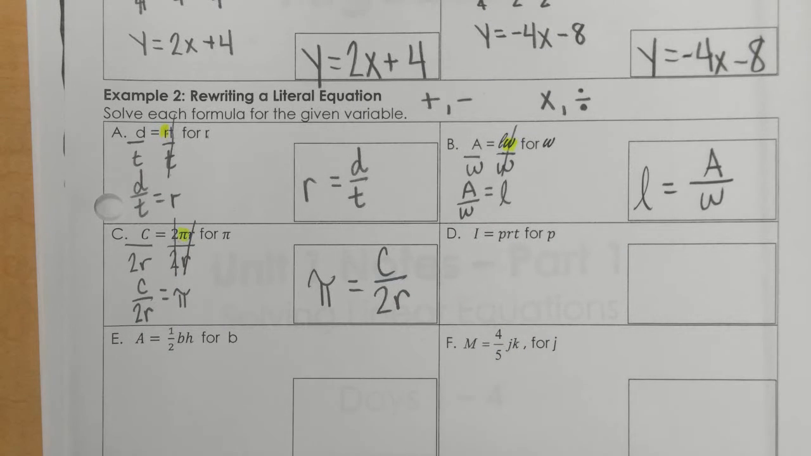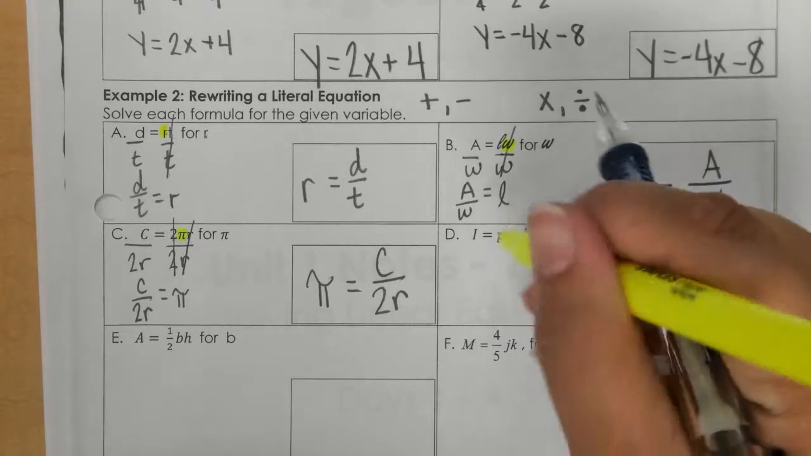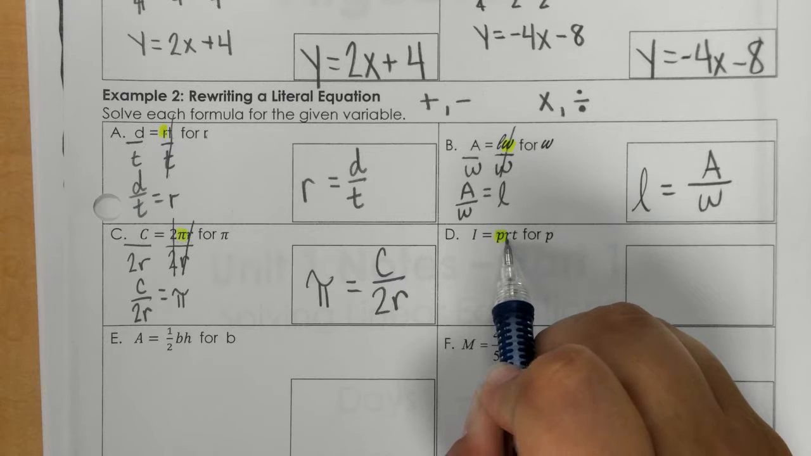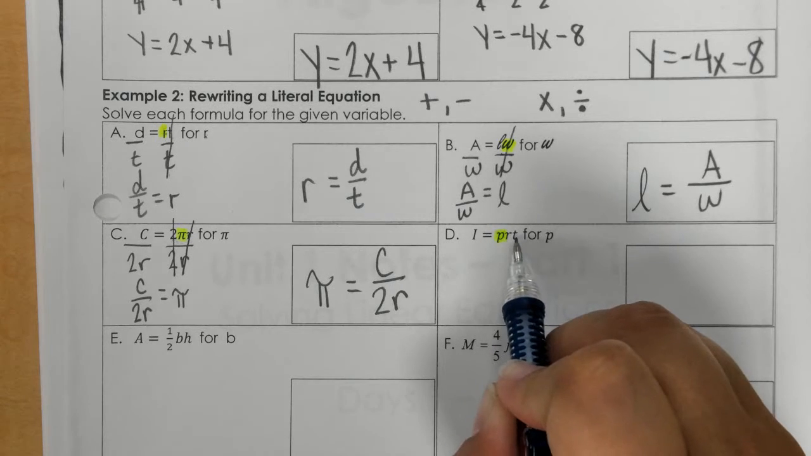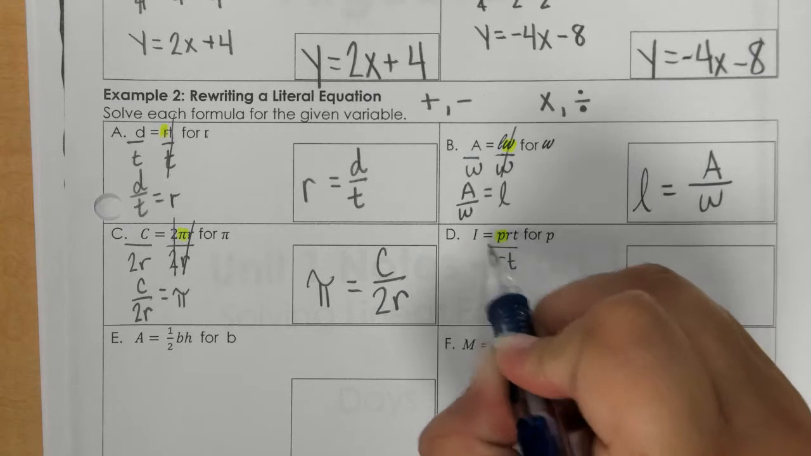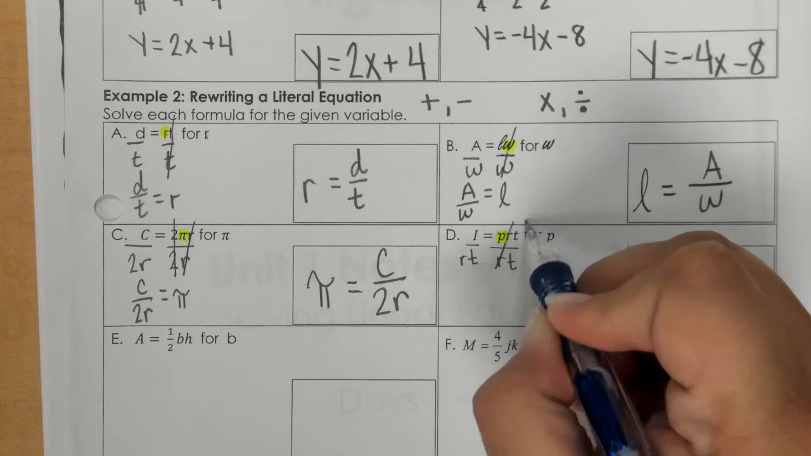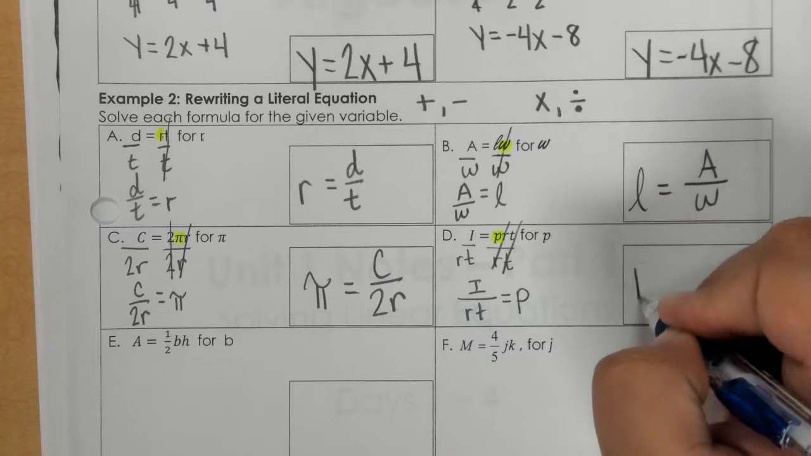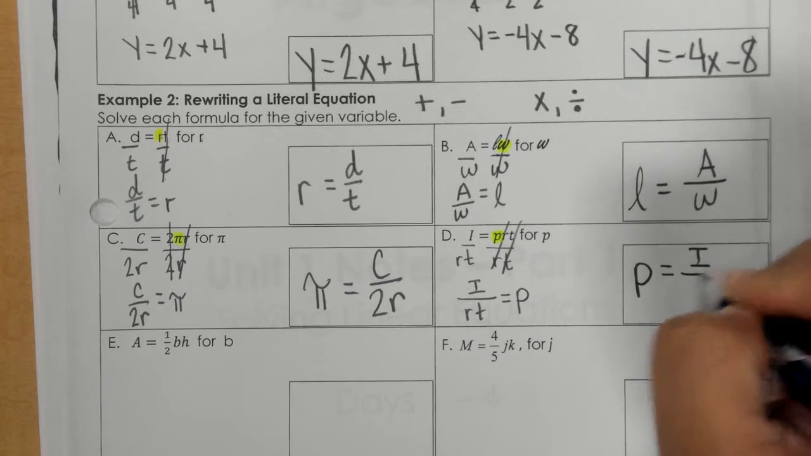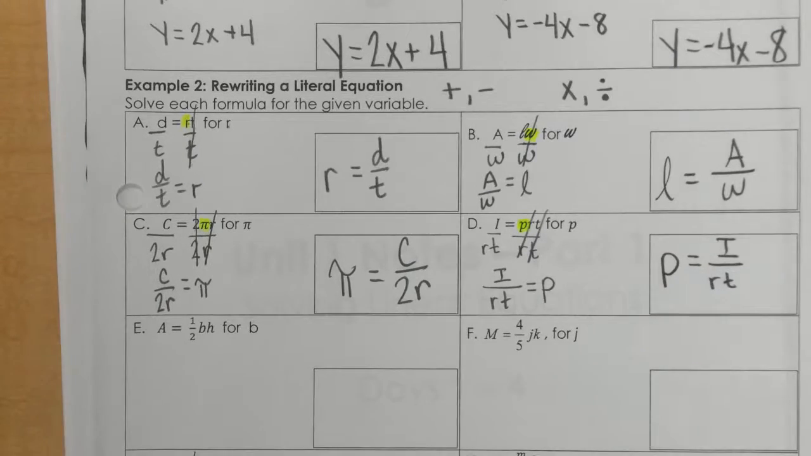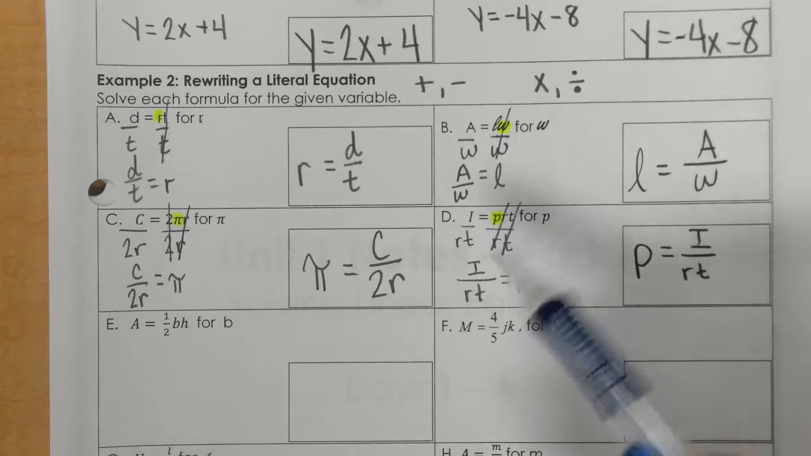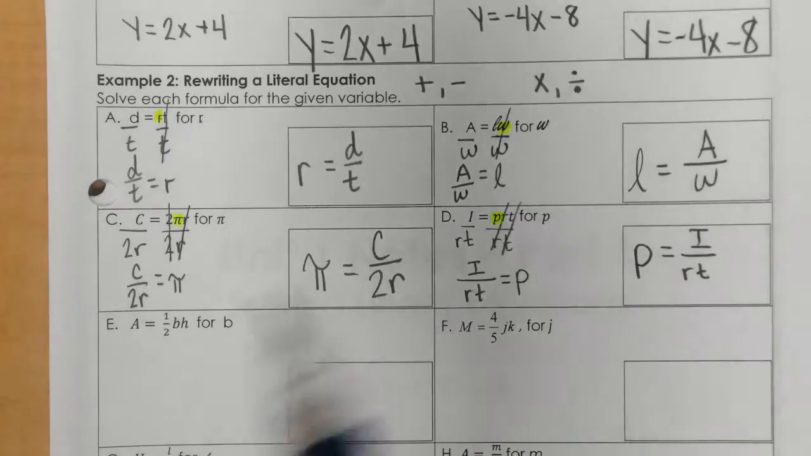For letter D, we want to get p by itself. So we have p times r times t. Since this is all being multiplied, we are dividing both sides by both variables. So p equals I over RT. So for all of these, we used multiplication, or the problem was being multiplied, and then the opposite of that is that we actually divided by variables or numbers to get the variable by itself.